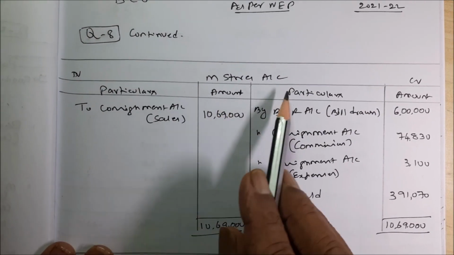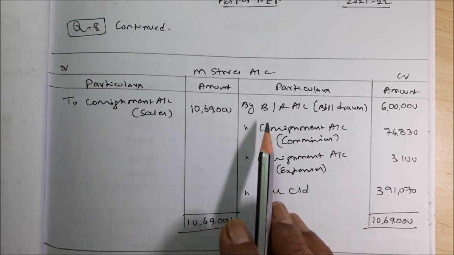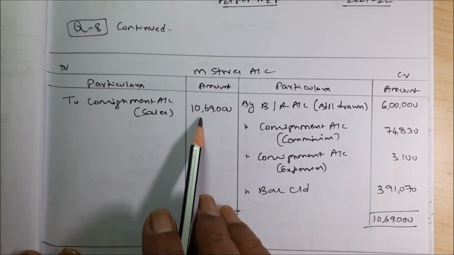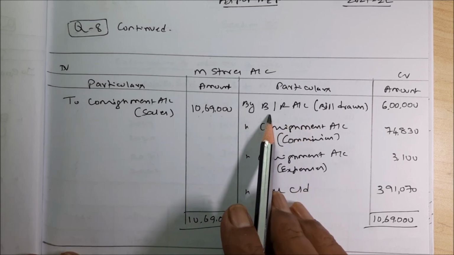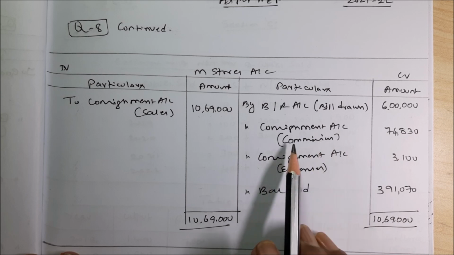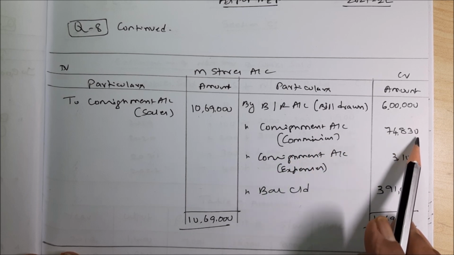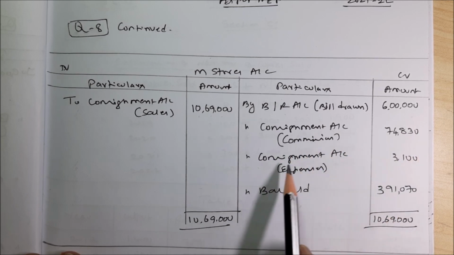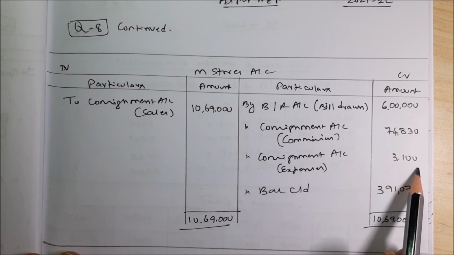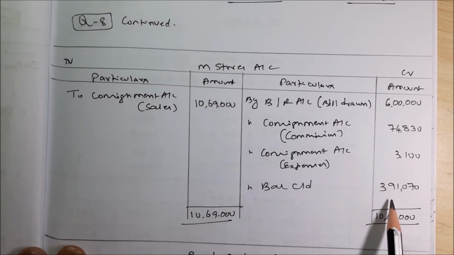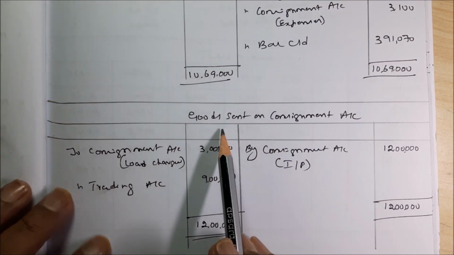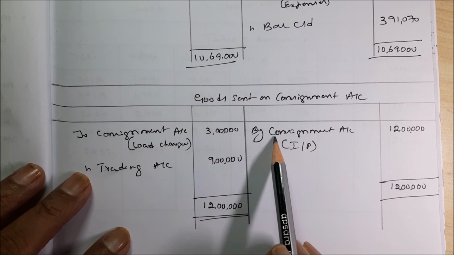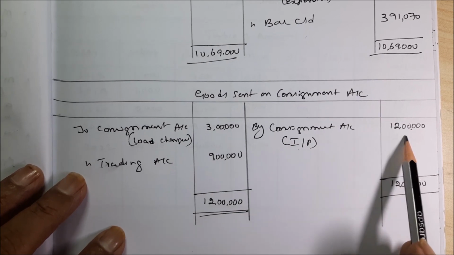Now you have to prepare two more accounts. M Stores account: to consignment sales, how much actually? 10 lakh 69,000. That is BR account, bills drawn 6 lakhs. Consignment commission 74,830, that is total. Then consignment expenses 3,100. The balance is 3,91,070.